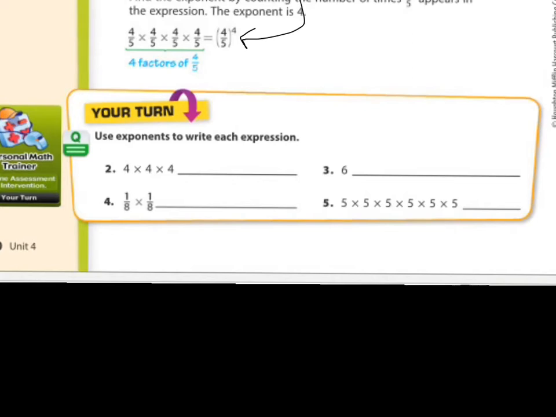Okay, number 2, that's going to be our base is a number that's being repeated, so that would be 4. And then count how many there are. 1, 2, 3, 3. Okay, number 3, 6. There's only 1, so it would be 6 to the 1st power. Number 4, the 1/8 is being repeated. How many are there? There's 2. Now, 1 and the 8th, both the numerator and denominator are being repeated, so you have to put parentheses around that. And then number 5, the base is 5, and then 1, 2, 3, 4, 5, 6. So 5 to the 6th power.